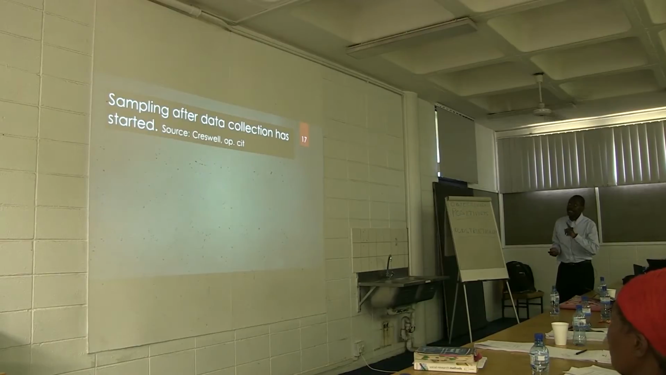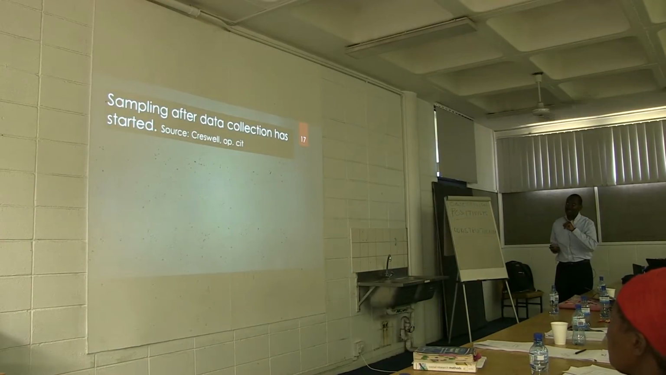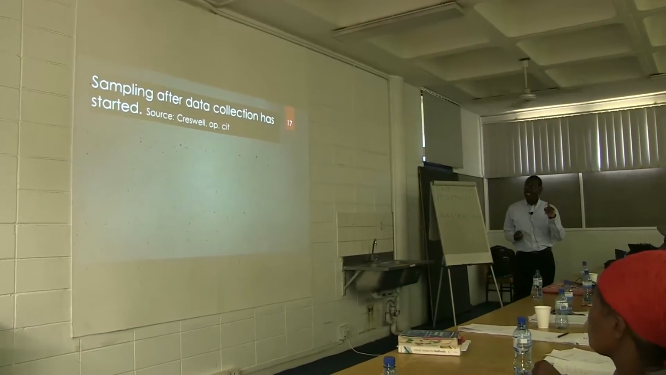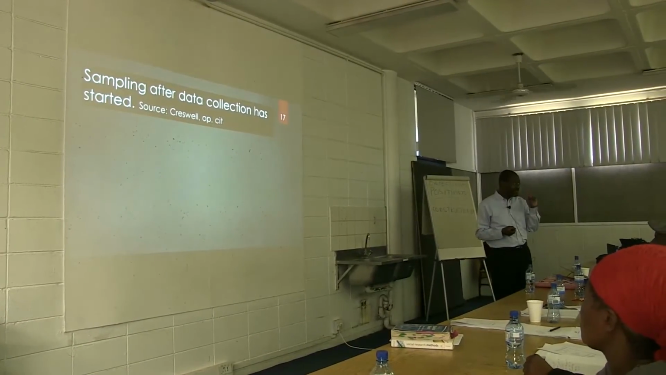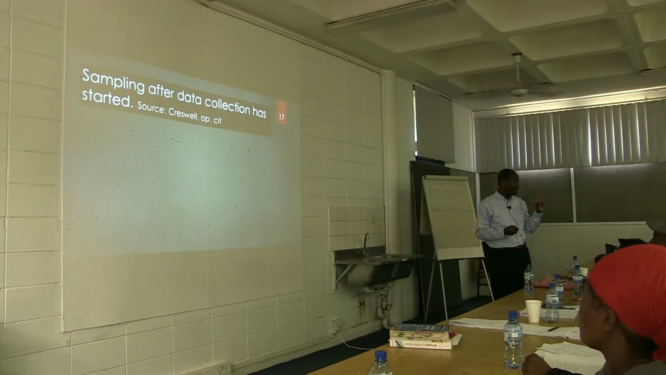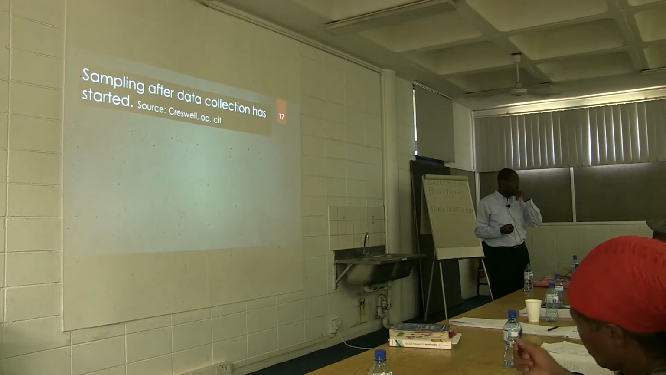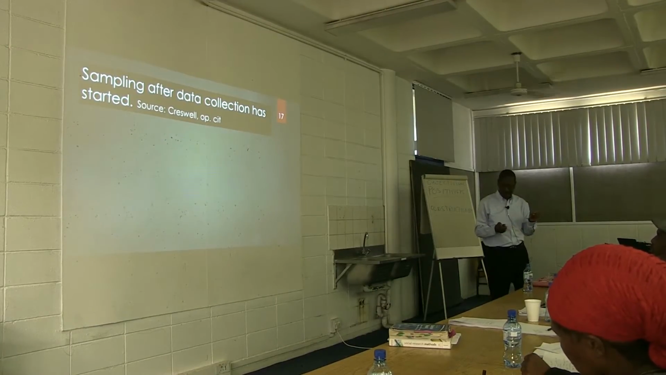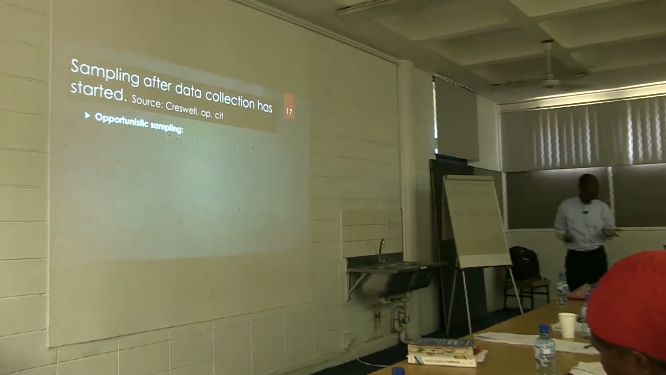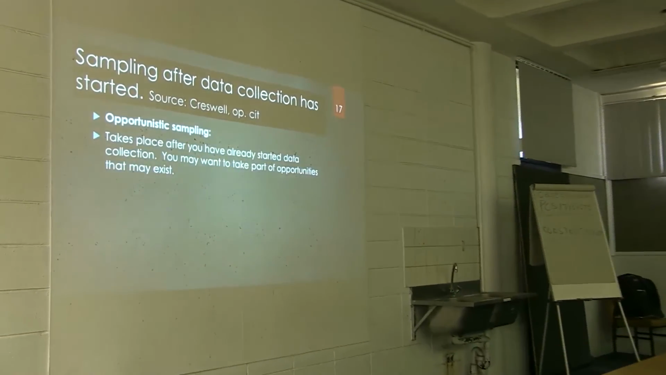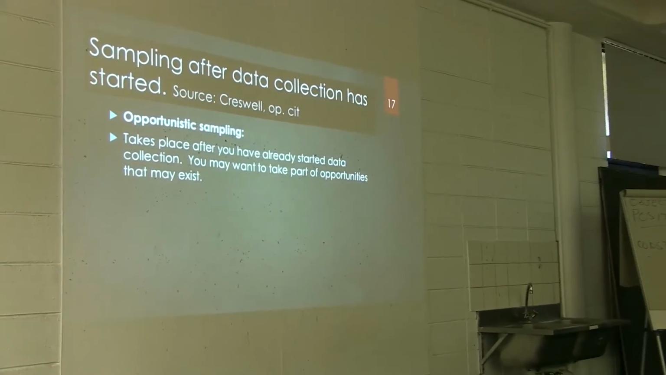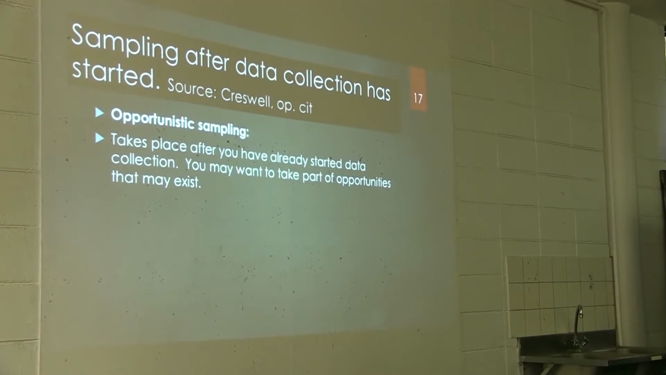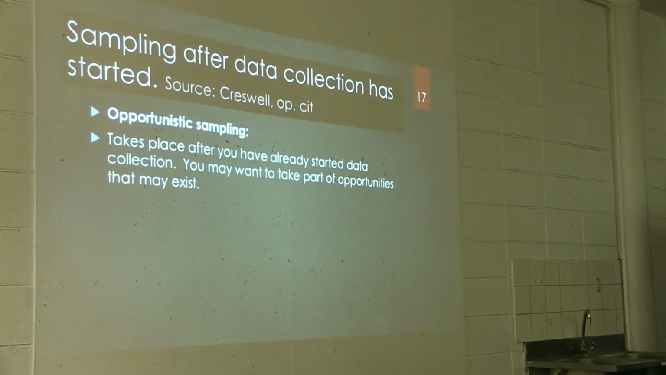Okay, there is also sampling after data collection is started. Okay, because you may discover that, I'm not getting everything I want. So you go back to sampling again, okay? That's opportunistic sampling. It takes place after you have already started data collection. You may want to take advantage of opportunities that may now exist, which didn't exist then. Okay?